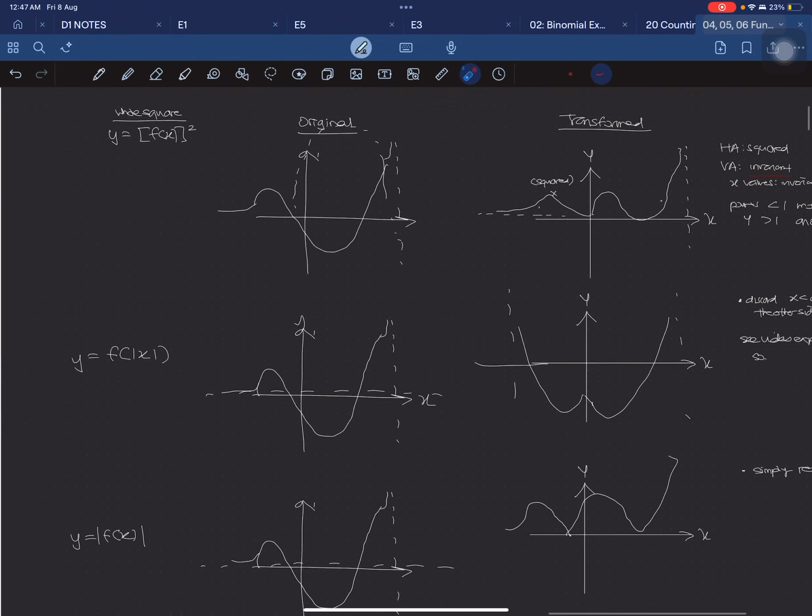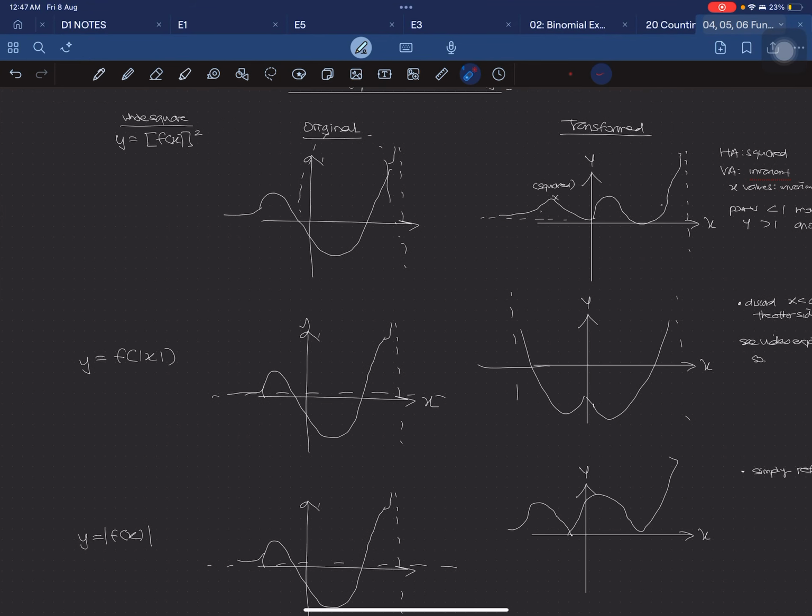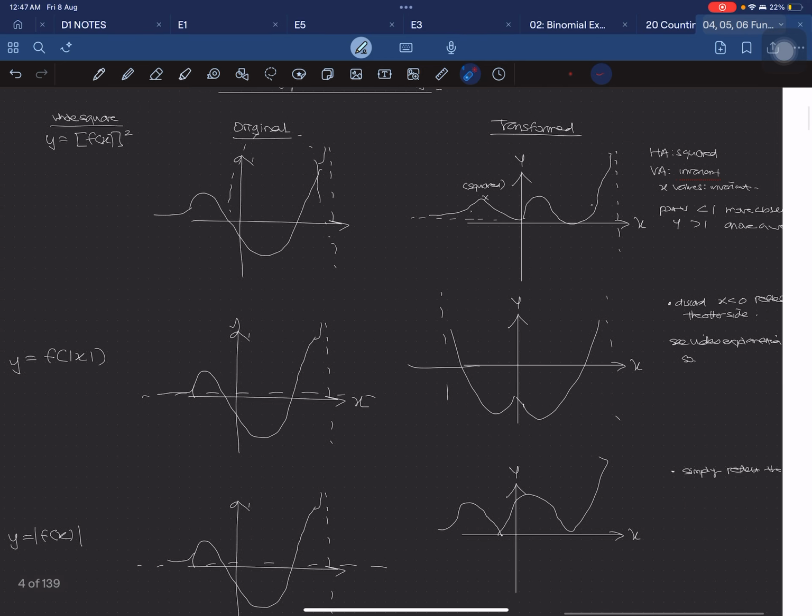Alright, hello and welcome. In this video, we're going to explore why the graph of y equals f modulus x is the discarding of the left side and the reflection of the right side. We're going to understand why that is. It's quite simple, but it's not intuitive, right? So I'm going to explain it now.